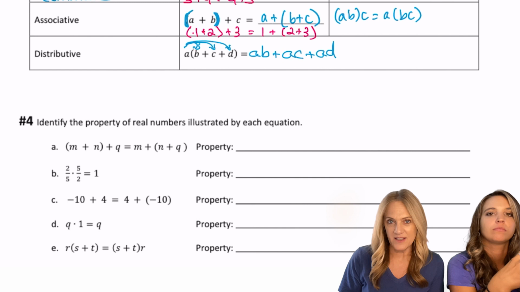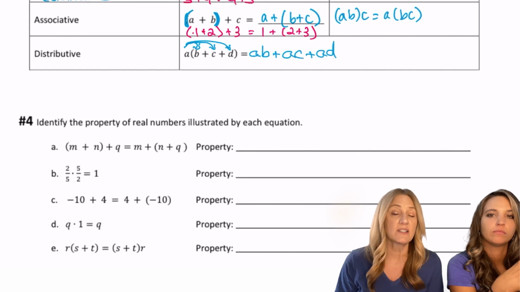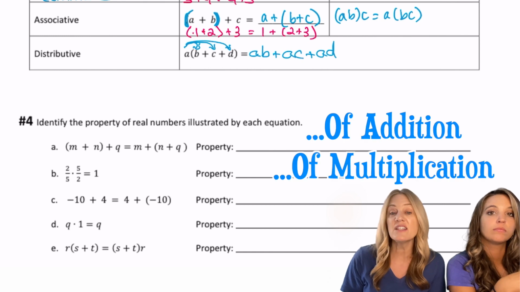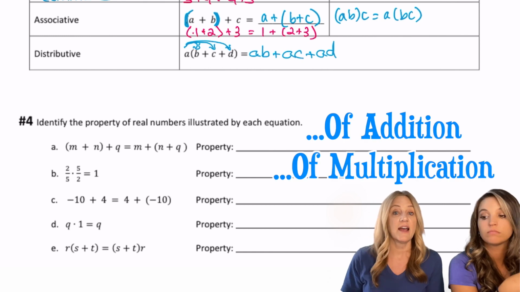Let's practice the properties of real numbers. Read each example and determine which property is demonstrated. Be sure and say of addition or of multiplication as it applies.